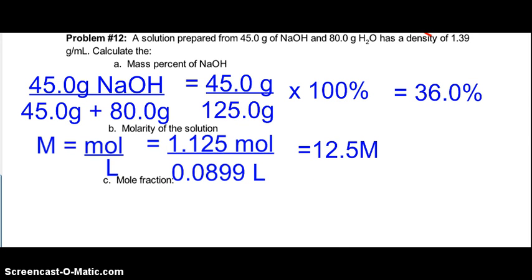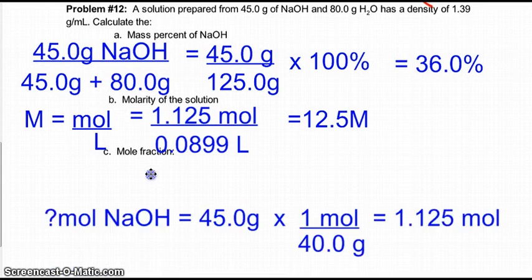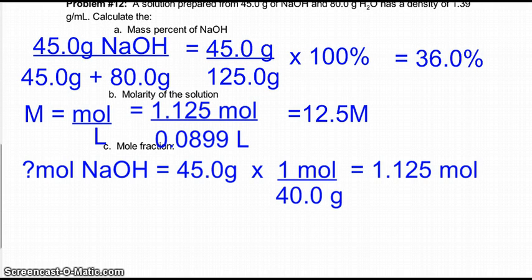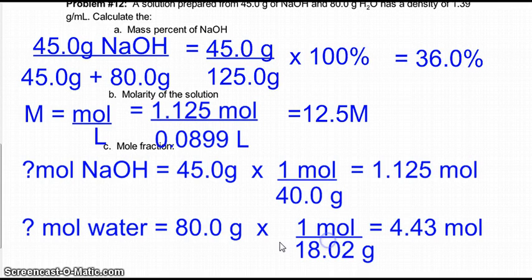So last but not least, we need to find the mole fraction. If you remember what mole fraction is, it's the moles of your solute divided by your total moles of your solution. So to find the moles of your solute, we've already done that. We've already found the moles of sodium hydroxide. That's 1.125. And next we need to find the moles of water. So here are the moles of water.